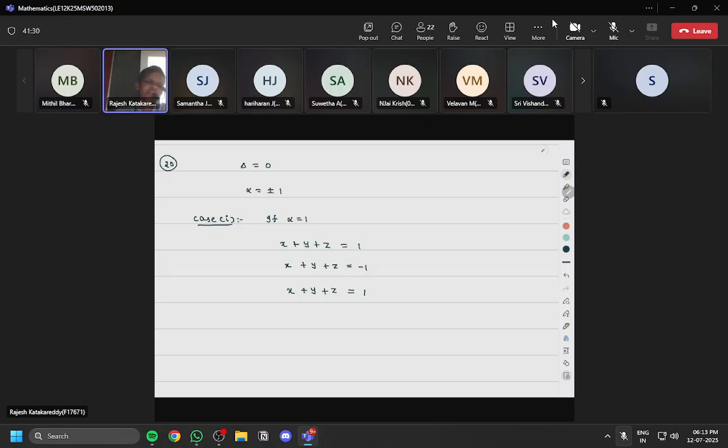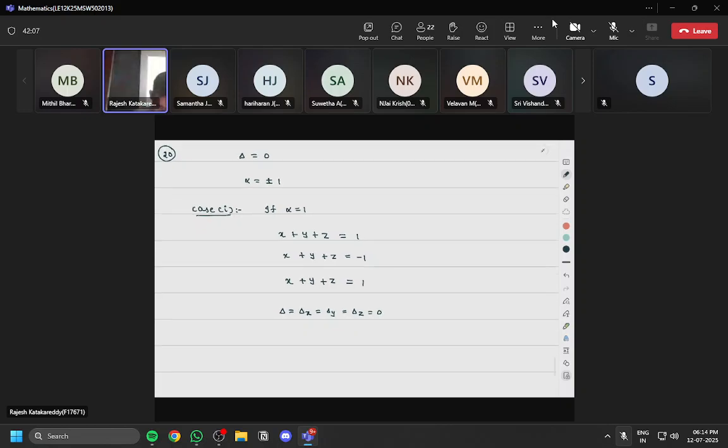This is the case of parallel planes. You will get delta equals delta x equals delta y equals delta z equals 0. Delta is anyway 0, let it be. Delta x, if you replace column 1 with 1, minus 1 and plus 1, column 2 and column 3 are identical, so you will get 0. Delta y also the same thing. Delta z also the same thing. Even though all are equal to zero, the planes are parallel. That's what you should notice. Actually, this is not 3 planes, only 2 planes. The first and third are the same equation. Clear?